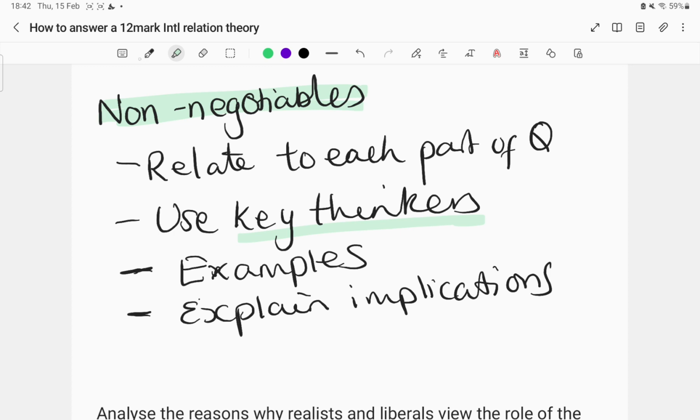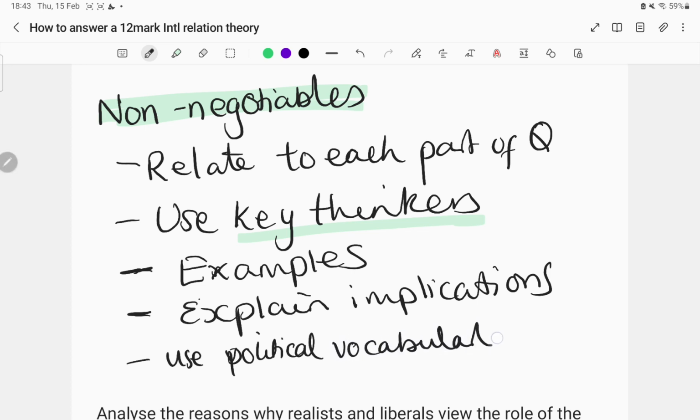Of course, you need to also use political vocabulary. If you don't do that, you're just really asking the examiner to take away marks, because if you can use this vocabulary, there's more fluidity in your answer.